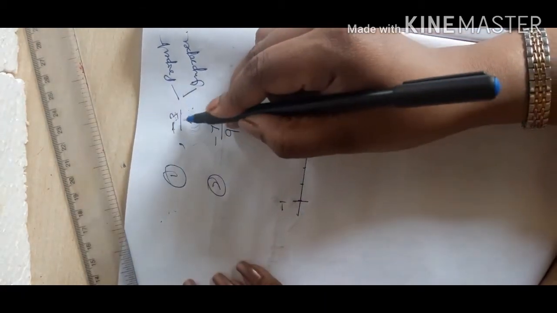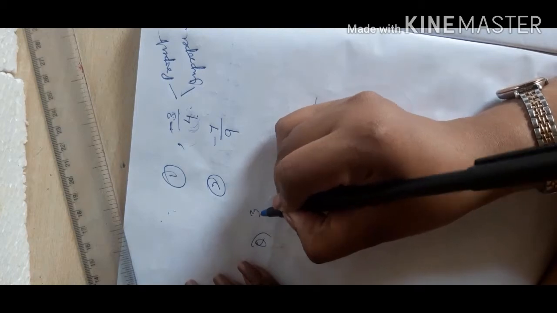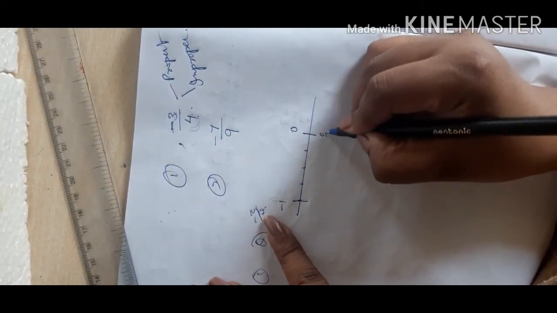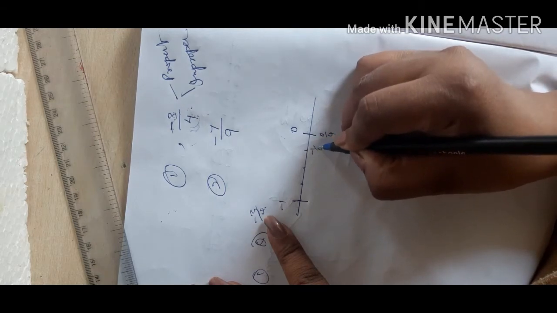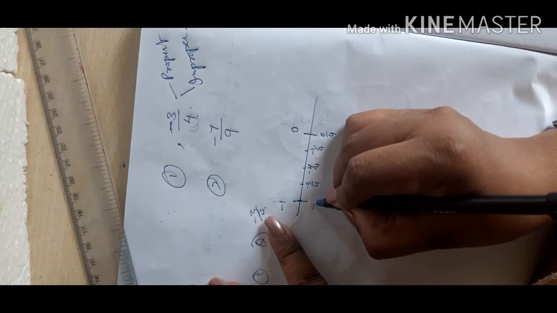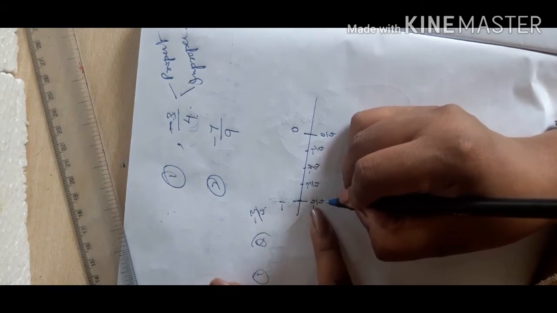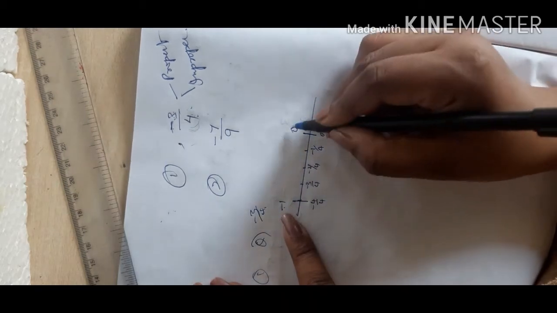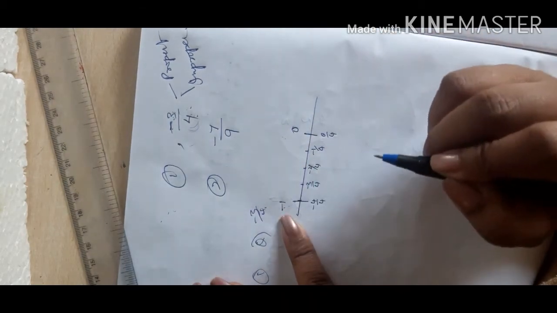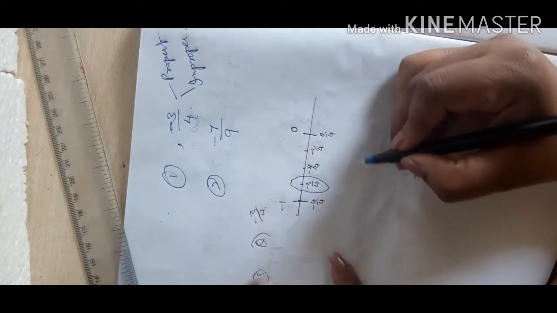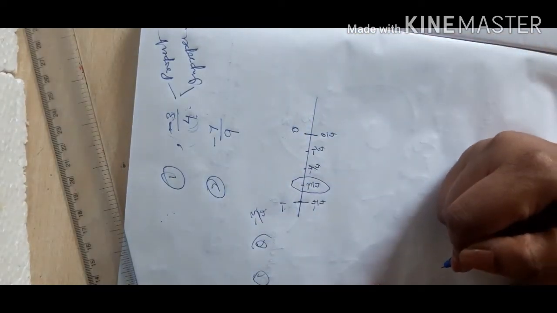Now we have -3/4. What is the denominator? 4. So 0/4, -1/4, -2/4, -3/4, -4/4. What is 4/4? 1, and because negative is there, -1. Is it matching or not? 0/4 is 0, -4/4 is -1. Okay, done. Now where is -3/4? Here, round up. So this is how we are going to represent a rational number on a number line.